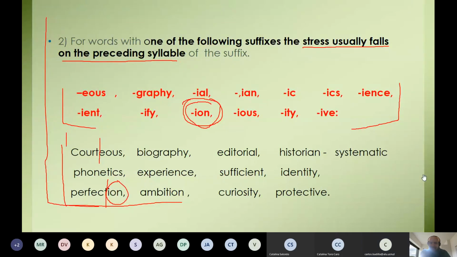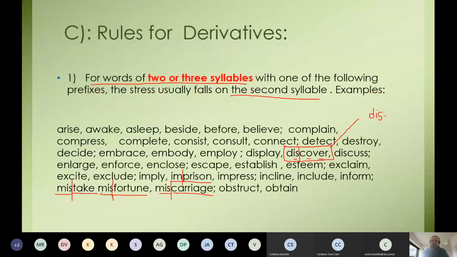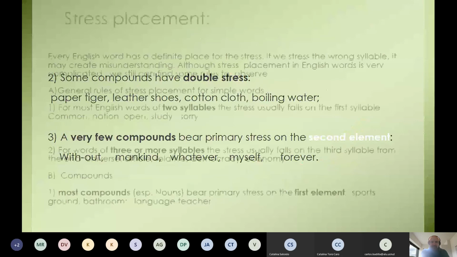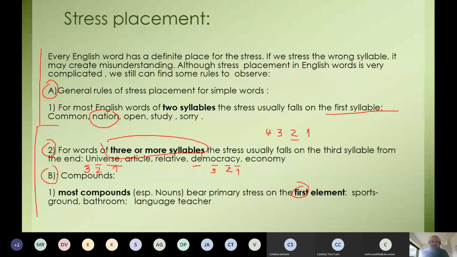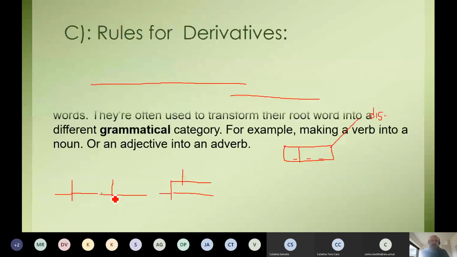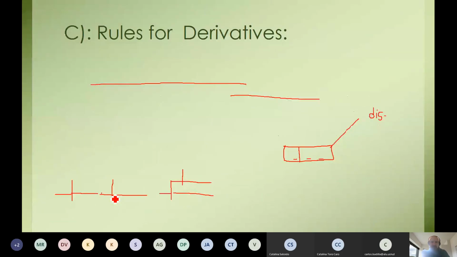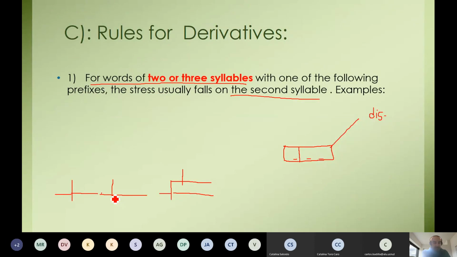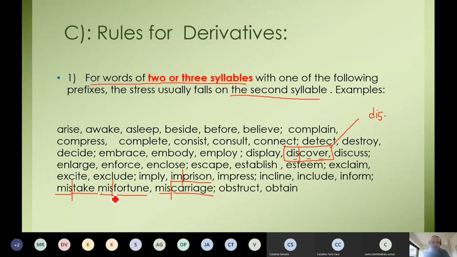So the uncertainty of the English language leaves us a little bit of space to find some rules that can be applied. As you can see, there are some general rules that can be applied to 2-syllable words, 3 or more syllable words and compounds in general. But also we have some words that are made up of prefixes, right?